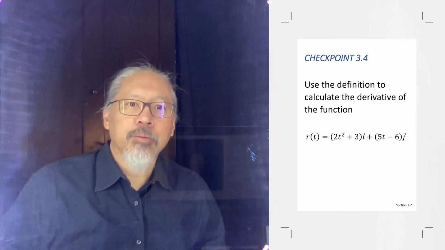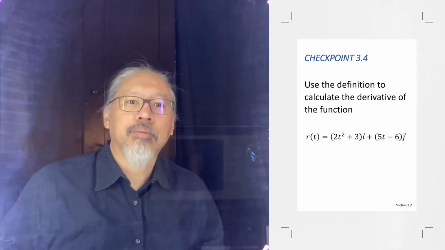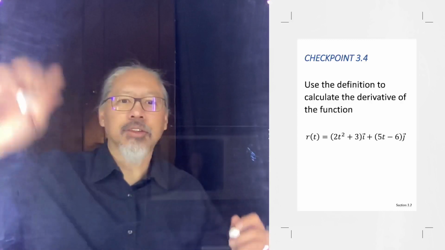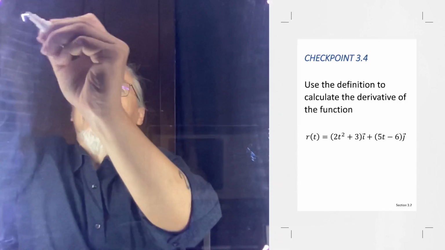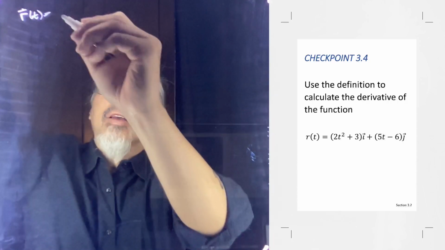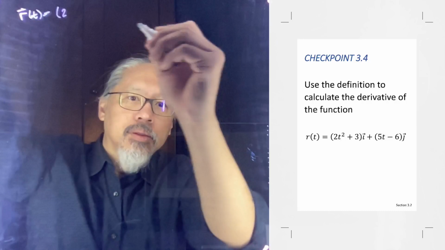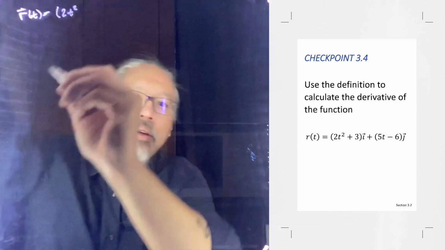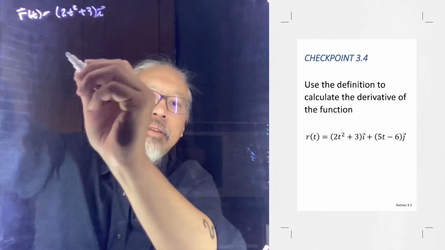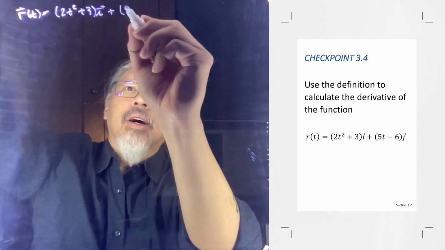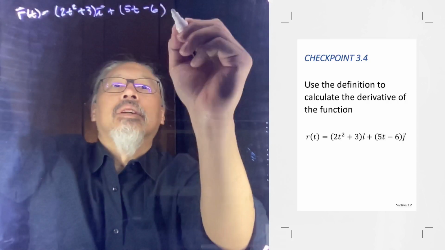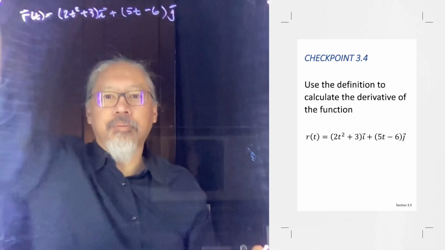Hello, this is checkpoint 3.4. You want us to use the definition of the derivative to calculate the derivative of the function. Let's write that function first. r of t is equal to 2t squared plus 3 in the i direction, and then we have 5t minus 6 in the j direction.